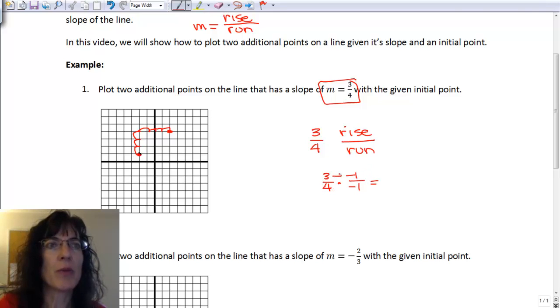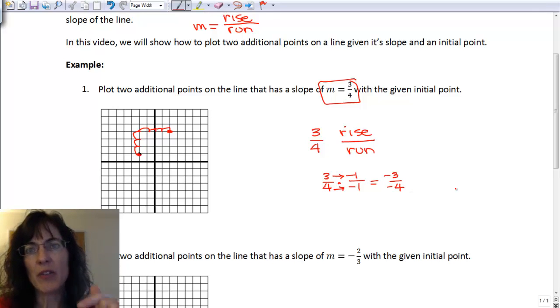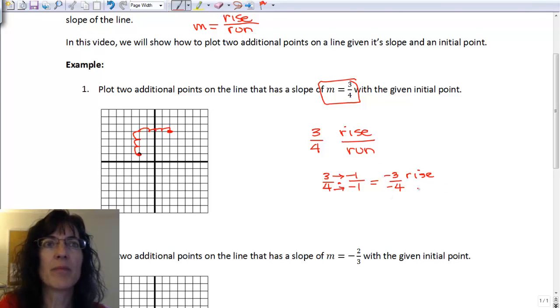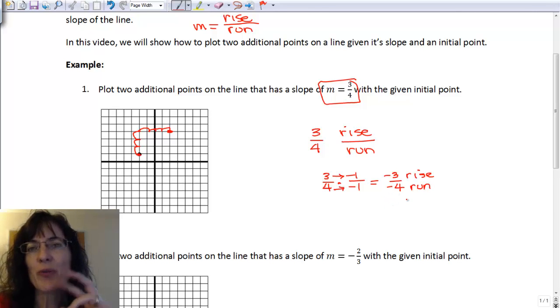When I multiply, remember we multiply straight across with fractions, so I'll end up with -3 over -4. Now I know a negative divided by a negative is a positive, so I can double check that my -3 over -4 is the same thing as the 3/4 that I started with. But I can use it in this format, -3 over -4, and think again, rise over run, and use that new slope to find one more point.